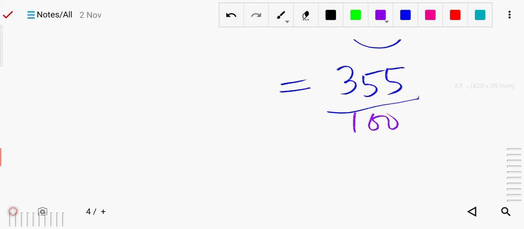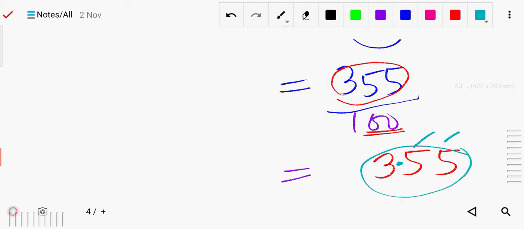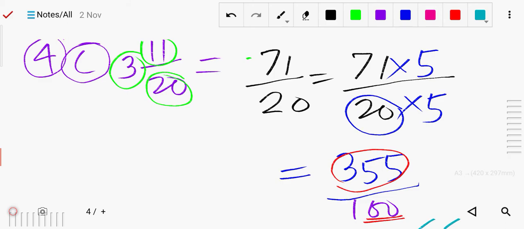Now this fraction we have to change to a decimal. So first you write the same 355. Now count how many zeros are there in the denominator part. 2 zeros. Count 2 places from here, 1, 2, and then put the decimal here. So your answer is 3.55. Got it? See, the same process: change the mixed fraction to an improper fraction, then multiply the denominator by a number such that the denominator becomes a multiple of 10.